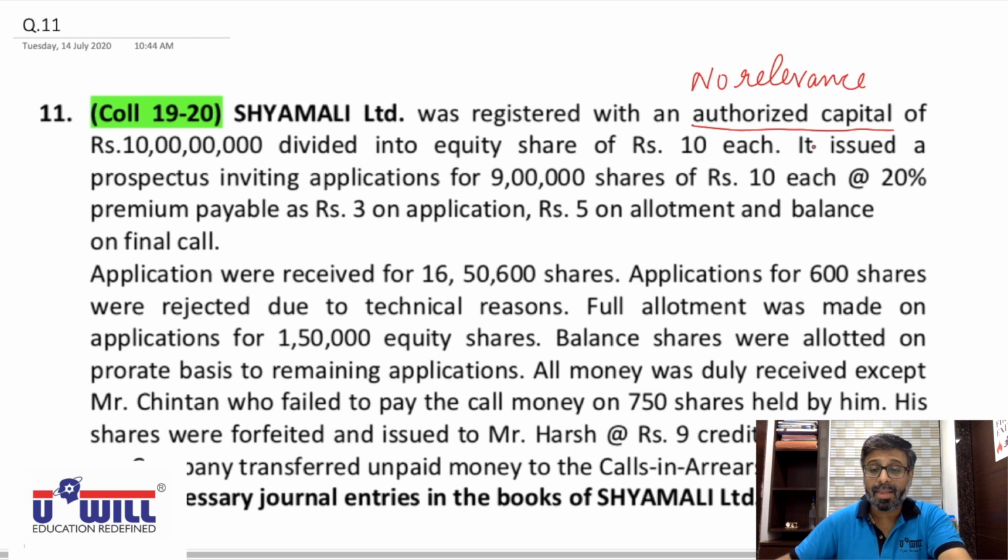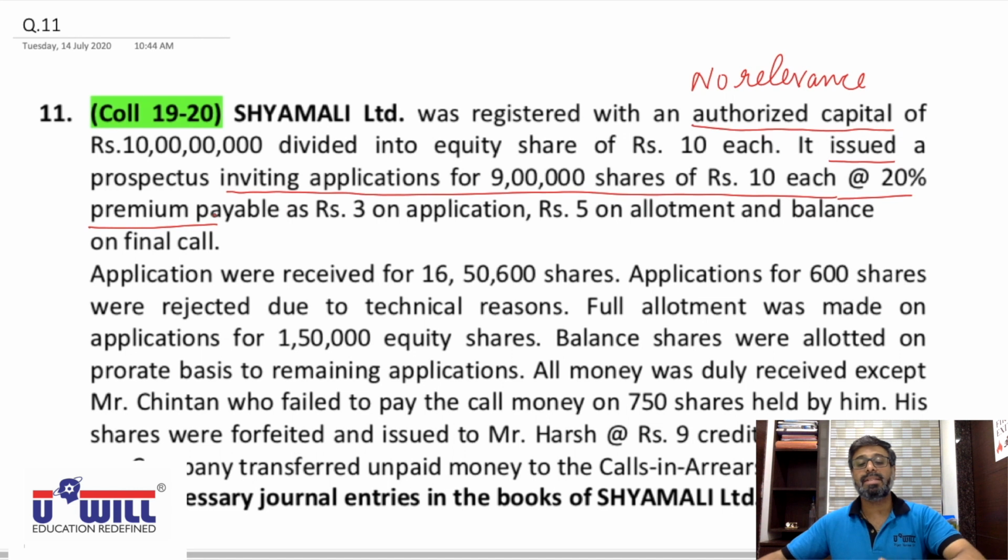No other relevance. It then issued a prospectus inviting applications for 9 lakh shares of rupees 10 each at 20% premium. This is relevant. We have to consider 9 lakh shares issued right now out of that 1 crore shares. The remaining the company may issue in future. Right now we have to pass all the entries based on these 9 lakh shares. Further, the face value is 10 rupees and 20% premium, so 20% of 10 will be 2 rupees of premium.